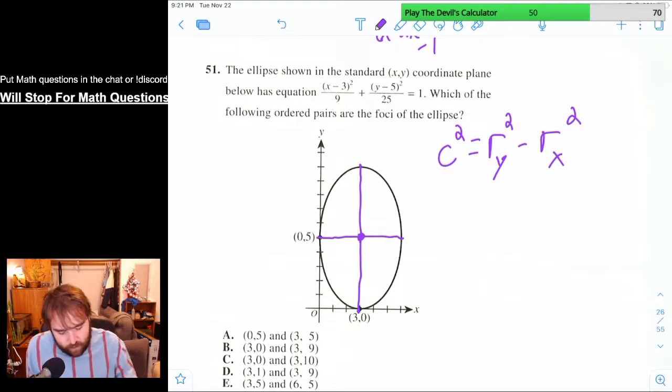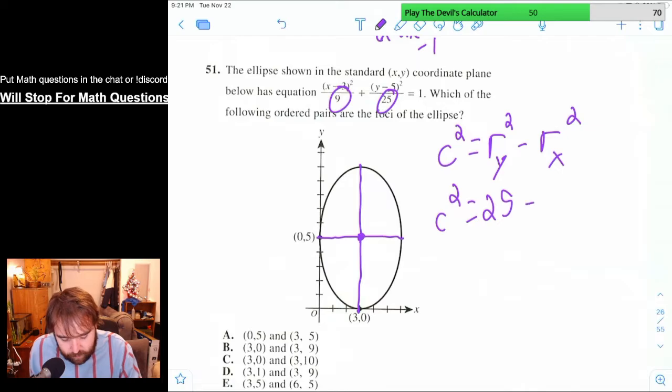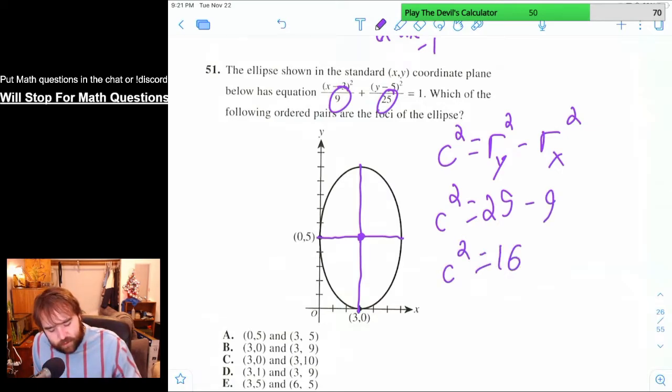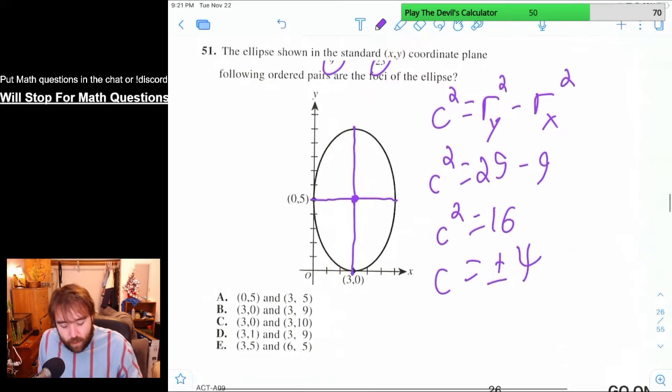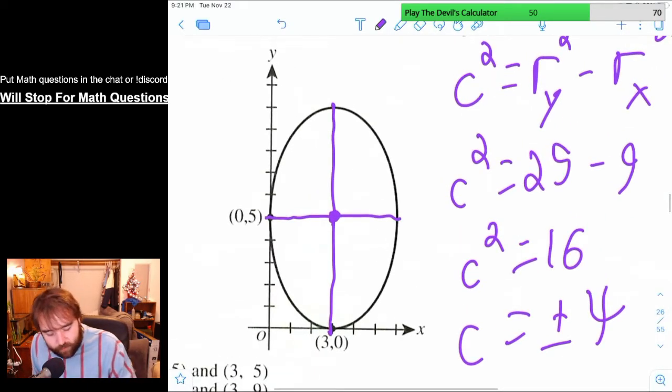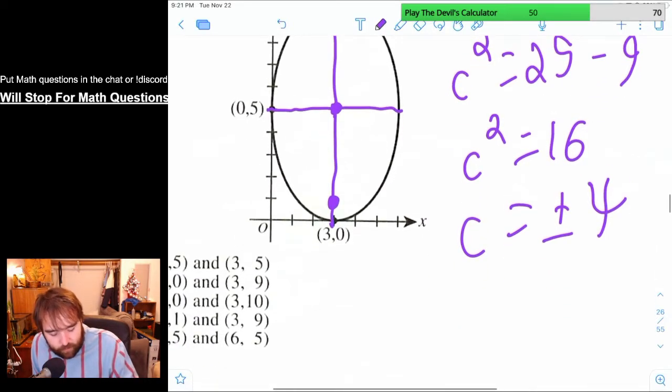And so what do we get then? Well, this is c squared, ry squared. You see, those are just down there. That's kind of convenient that we want them squared in the equation. So 25 minus 9. So c squared equals 16. So c, I guess technically, is plus or minus 4. And what that's telling us is that from the center, we go 4 in one direction, 4 in the other direction, and those are going to be the foci.